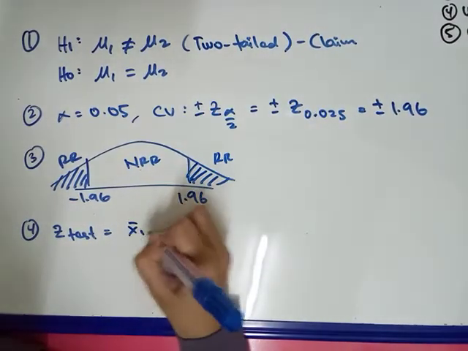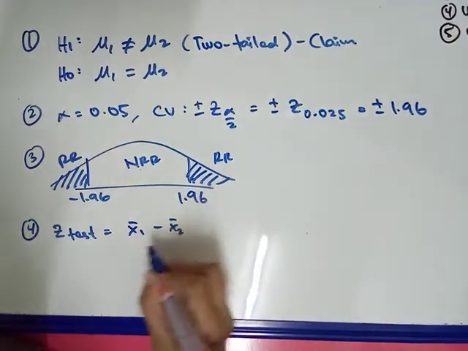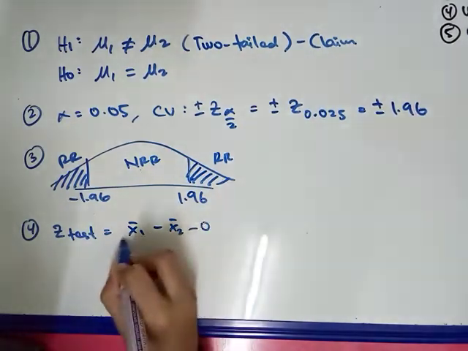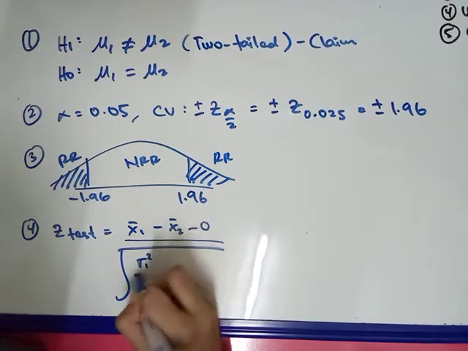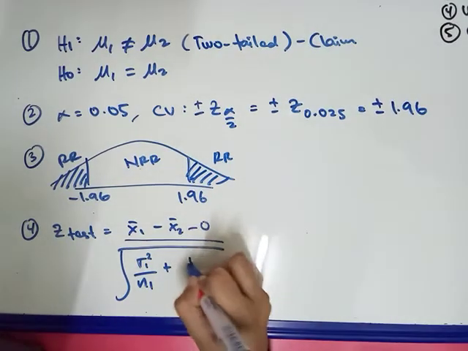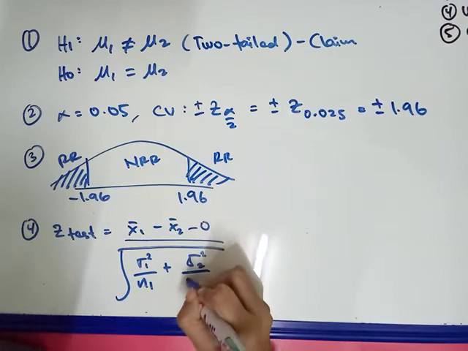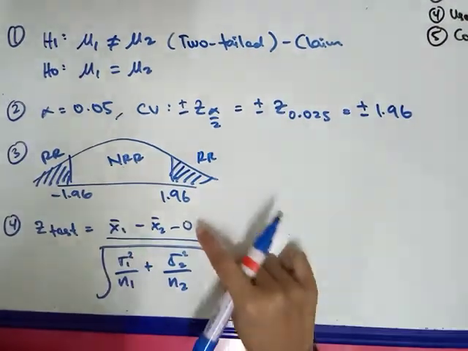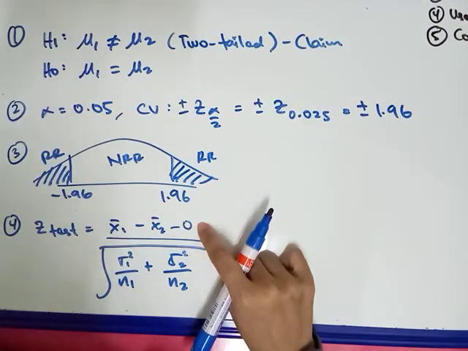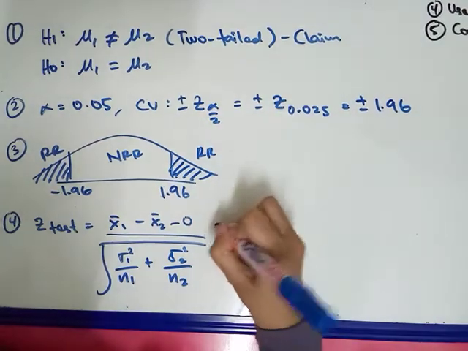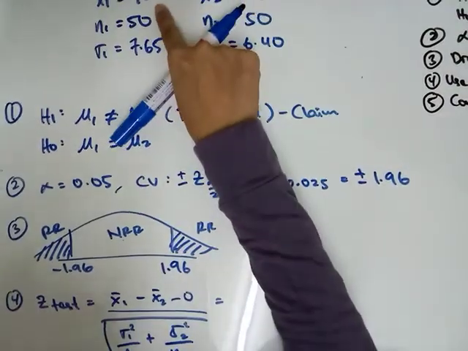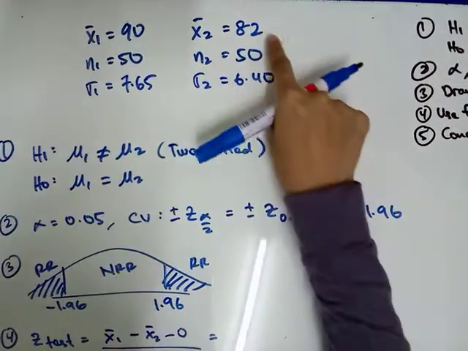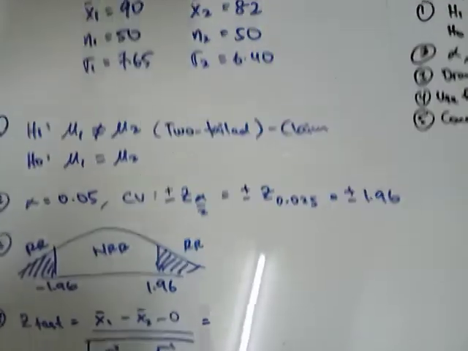So, sample mean 1 minus sample mean 2 minus 0 divide square root variance 1 over n1 plus variance 2 over n2. Okay, 0 ni kalau awak tak letak pun tak apa, tak ada masalah. Okay, so sample mean 1 minus sample mean 2. So, 90 minus 82. Okay, 90 minus 82.